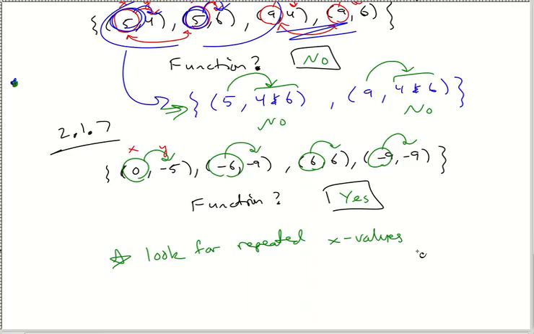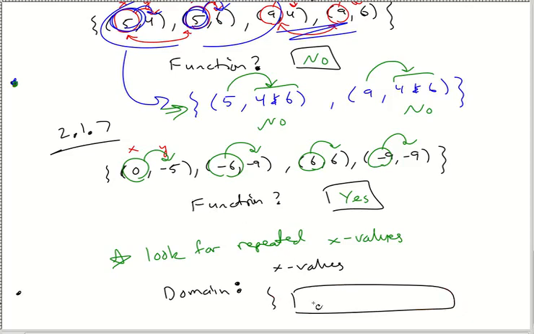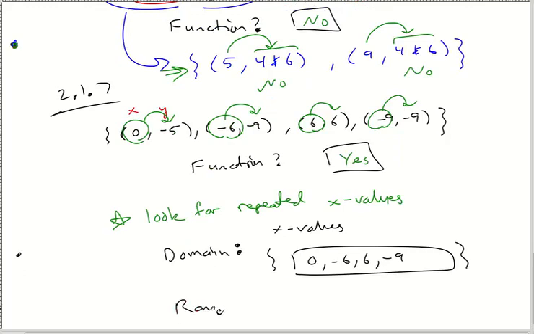Okay, cool. They ask for the domain and range for each one of these. The domain is simply the x values. And I'm just going to list them out. I mean, that's all it really is here. So we have a 0, we have a -6, we have a 6, and we have -9. That's it. The range are the y values.